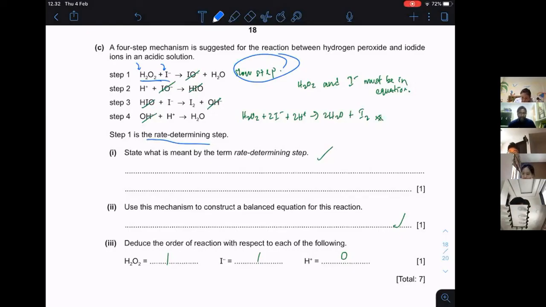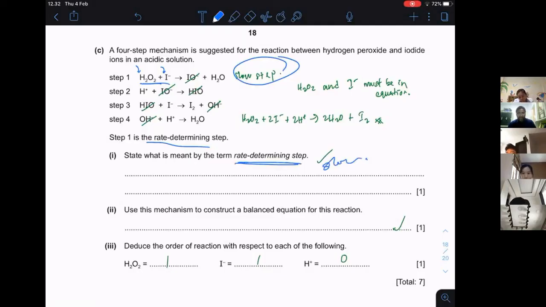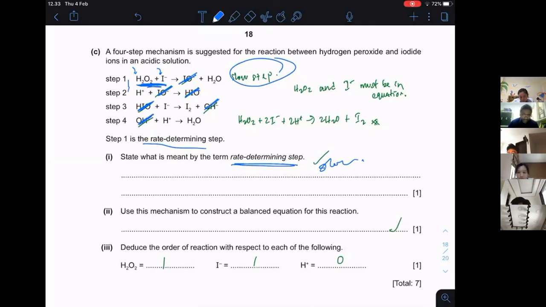In this case, they say state what is the rate determining step. So it's the slow step, quite easy. Use this mechanism to construct a balanced equation for this reaction. When you write the balanced equation, the intermediate must not appear in the equation. If I combine step 1 and step 2, the intermediate can cancel. When I combine all these steps, I can also cancel this and this. When I combine step 3 and step 4, I will have this.